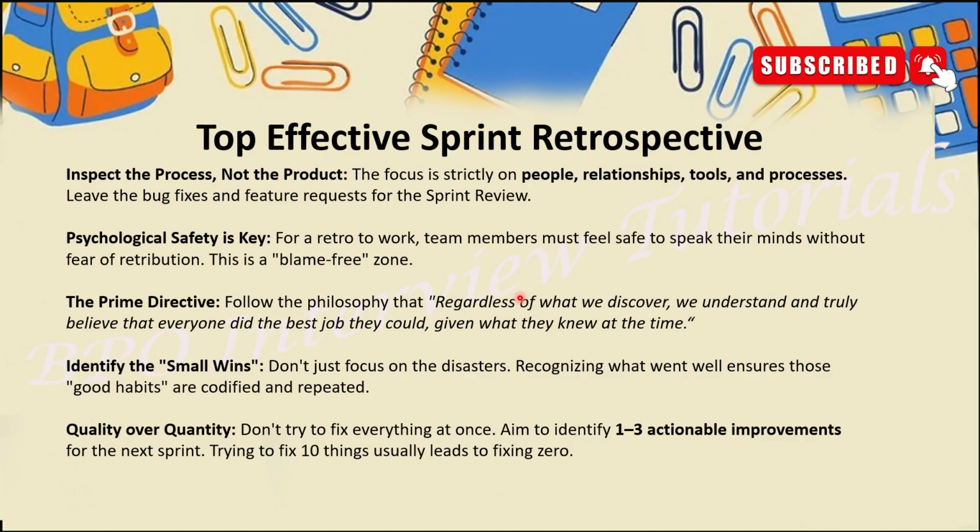Okay, we have to discuss in such a way. Now psychological safety is the key. How? For a retro to work, team members must feel safe to speak their mind without fear of retribution. This is a blame-free zone. I already told you guys, everyone can share their feedback openly here. Okay, so there is nothing personal to anyone, but the feedback should go in a proper manner. Next, the prime directive. Follow the philosophy that regardless of what we discover, we understand and truly believe that everyone did the best job they could, given what they knew at the time.